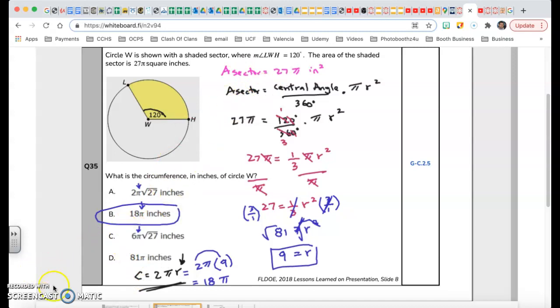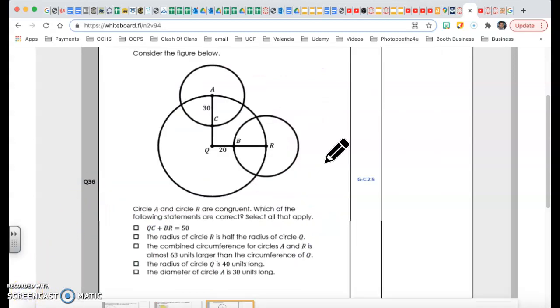Next one. Now we're going to go to question 36. Let's read. Consider the figure below. So I got 3 circles right here. Circle A and R are congruent. So this one and this one are congruent.